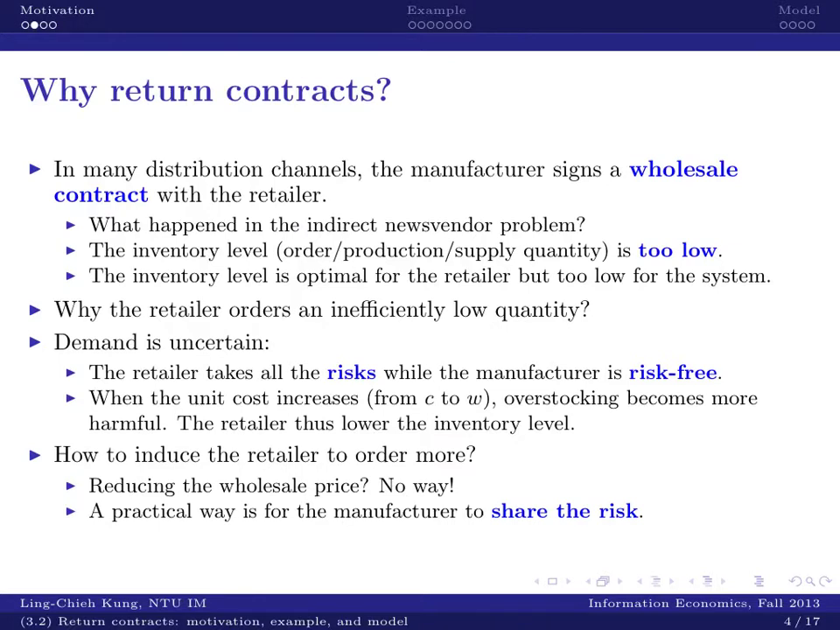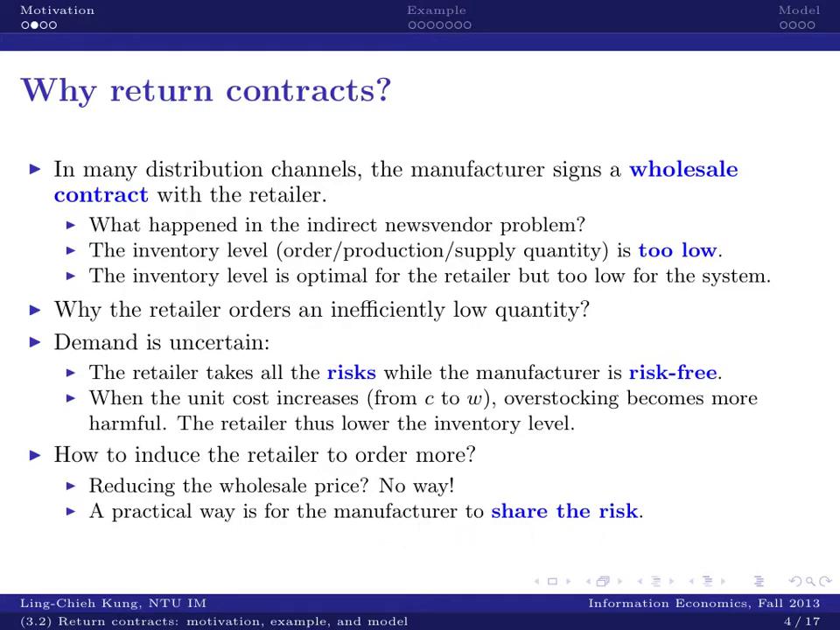So, knowing about that, how may we induce the retailer to order more? We know one possibility is to reduce the wholesale price, but we know that's not going to be possible because this wholesale price has been calculated as the optimal wholesale price for the manufacturer. If you ask the manufacturer to reduce the wholesale price, he is not going to agree to that. So we're going to discuss another way which is more practical. It's for the manufacturer to somehow share the risk.